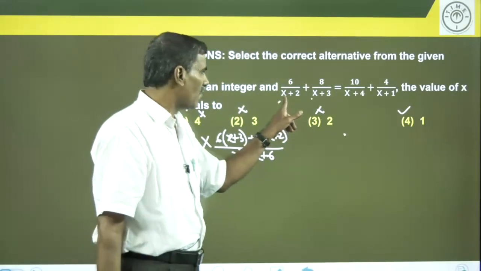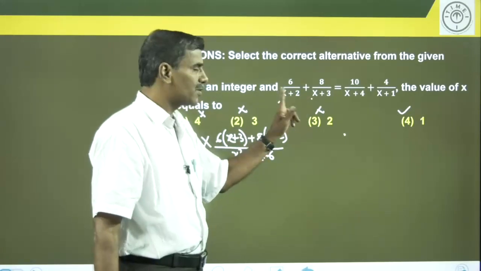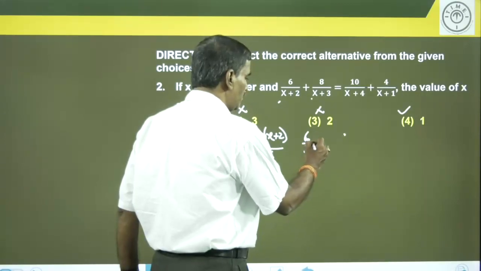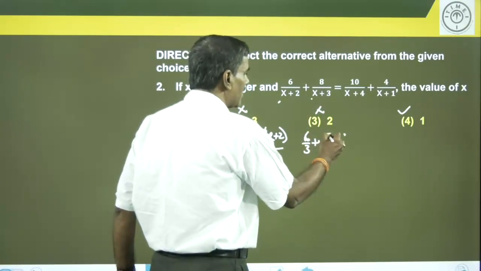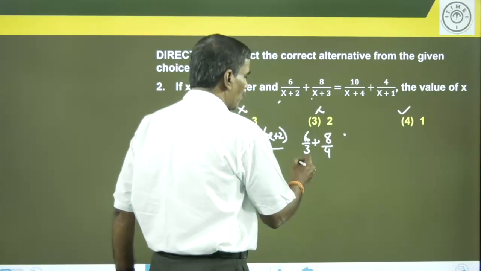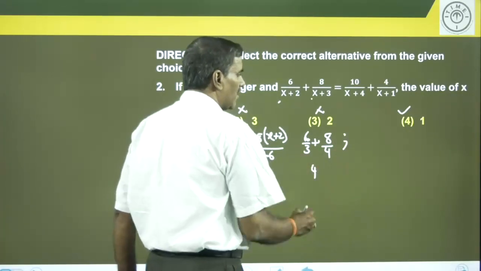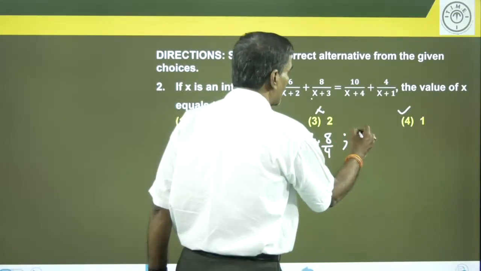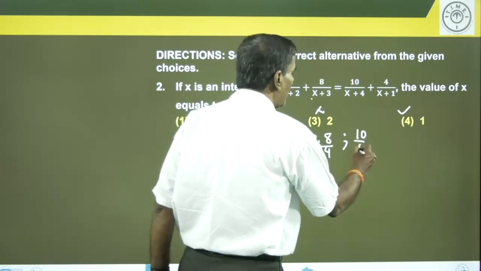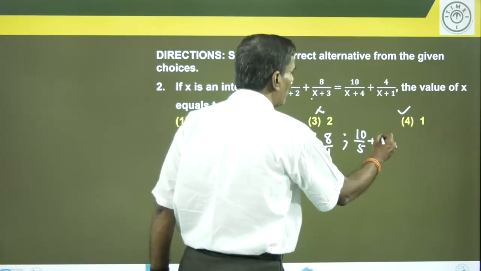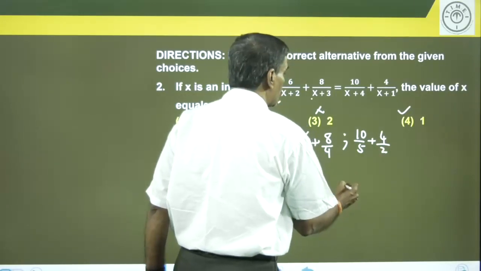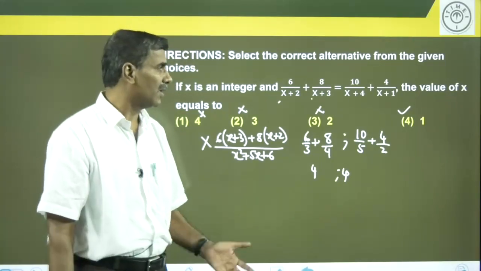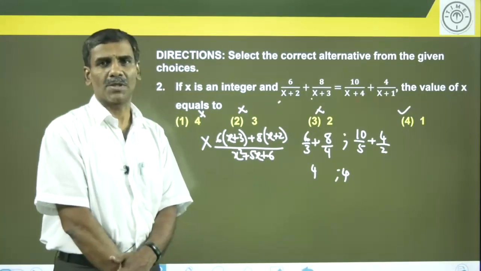If we substitute x as 1 here, 6 by 1 plus 2, 1 plus 2 is nothing but 3, 6 by 3 is nothing but 2. Similarly here, 8 by 1 plus 3 will be 4. So 2 plus 2 will be 4 on the left hand side. Coming to the right hand side, with x as 1, 1 plus 4 is 5, so 10 by 5 will be 2. To that we add 4 by 1 plus 1, which is 2. So it's basically 2 plus 2, 4. So is it satisfying or not? That means for this question, the best way of answering is back substitution.